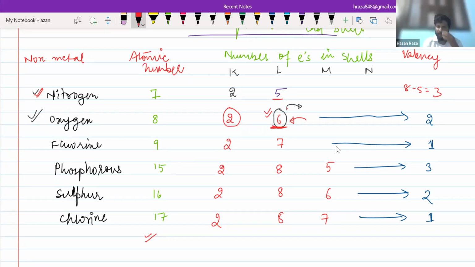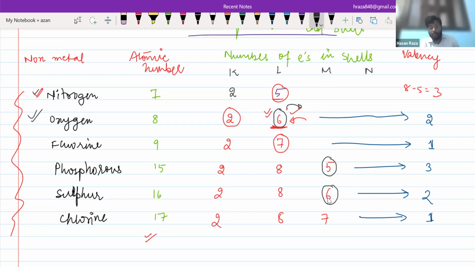That's why generally non-metals will gain electrons instead of losing them. Nitrogen will gain 3 electrons instead of losing 5 electrons. Oxygen will gain 2 electrons instead of losing 6 electrons. Chlorine will gain 1 electron instead of losing 7 electrons, because that is easy for this element. Are you getting my point?